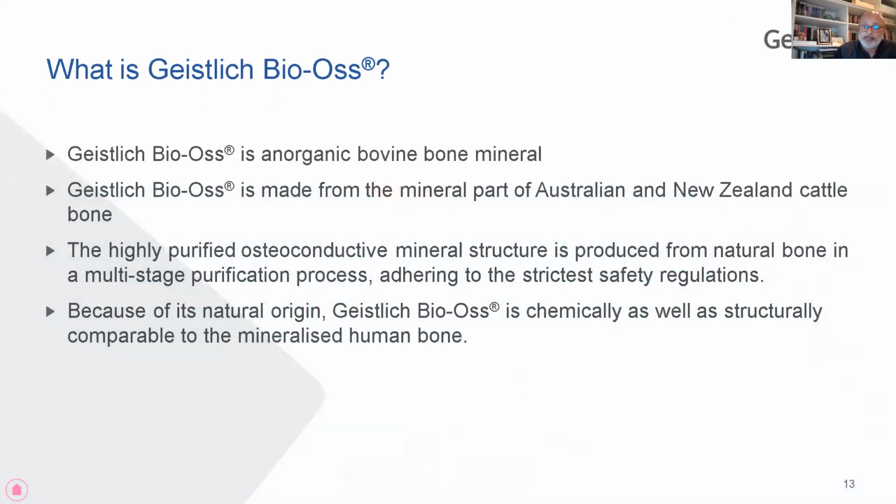So, Geistlich BioOss is an anorganic bovine bone mineral. It's made from the mineral part of cattle bone in Australia and New Zealand. We used to, way back in the day, only be able to get it from certain resources and banks, but I'm glad to say that it's now local. It's a highly purified osteoconductive mineral structure. It's produced from natural bone, and it has a multi-stage purification process, so it is to really strict safety regulation.